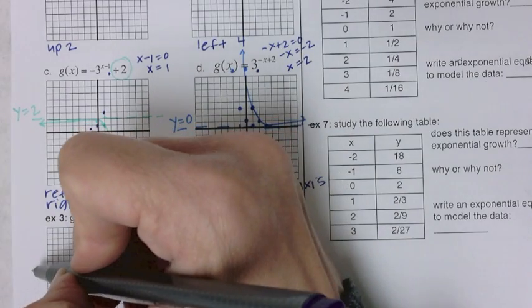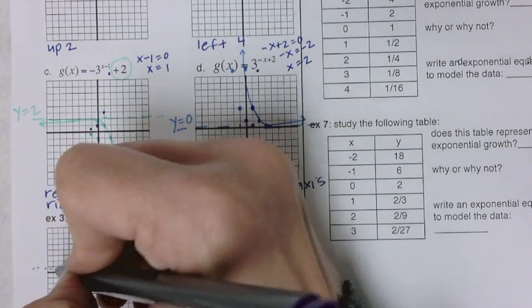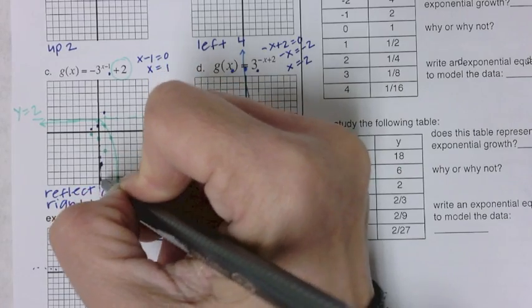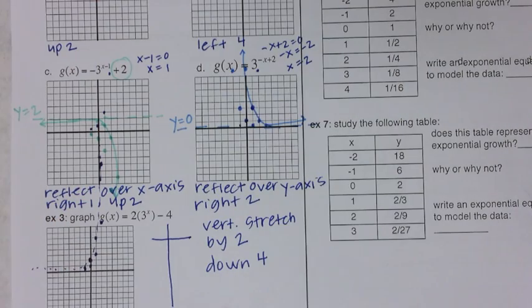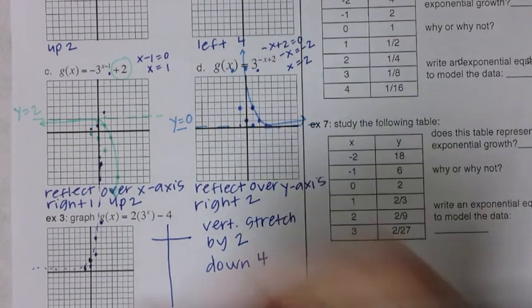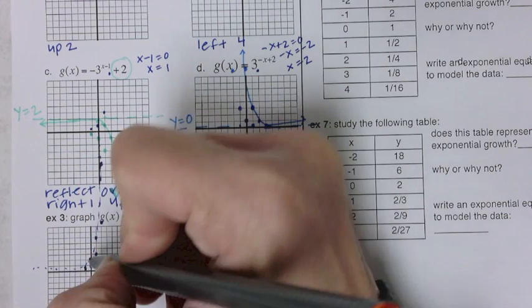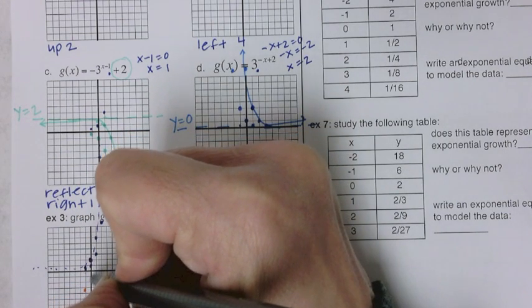So I'm just going to dot this one so you guys can see that it's taking off so much faster than 3 to the x, because it's being doubled. And then the last thing we have to do for that one is move everything down 4. So 1, 2, 3, 4. 1, 2, 3, 4.